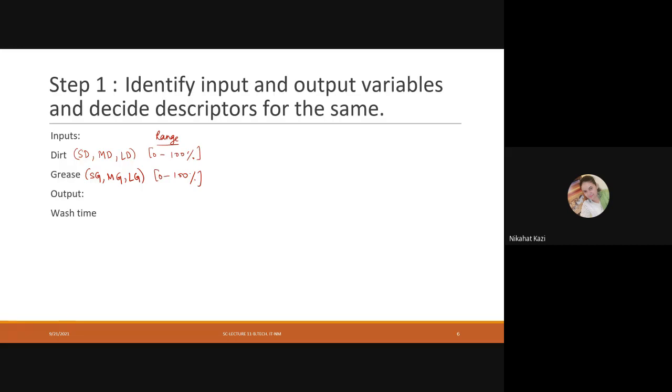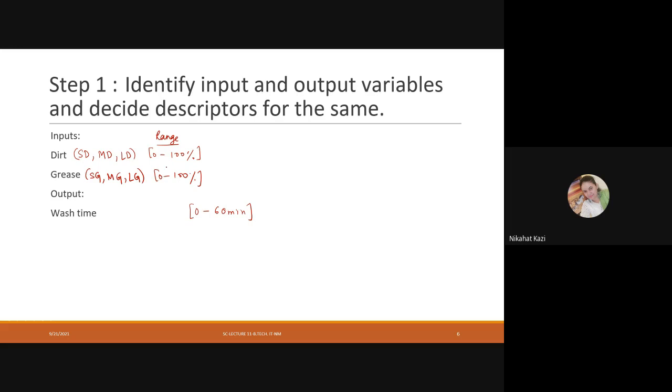Okay, so likewise, you have to characterize the wash time. Let us assume some range. I am assuming the range in terms of minutes. I am assuming the maximum wash time will be 1 hour, so 0 to 60 minutes. This is my assumption. You can change this. You can make it 0 to 120 minutes. That could be your range, right?